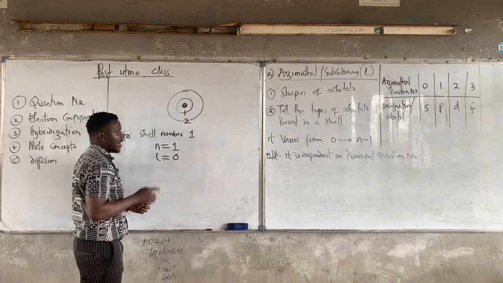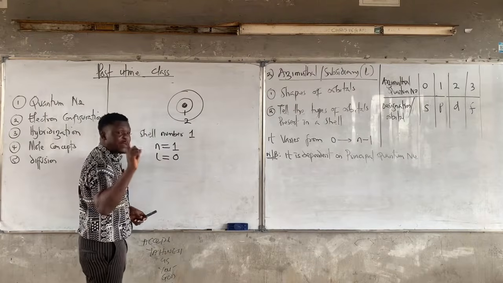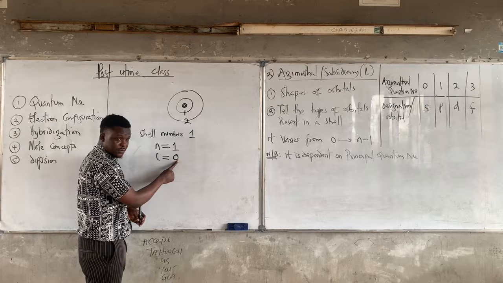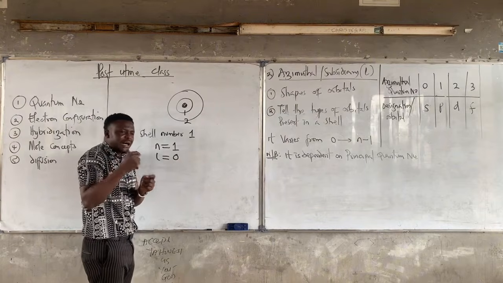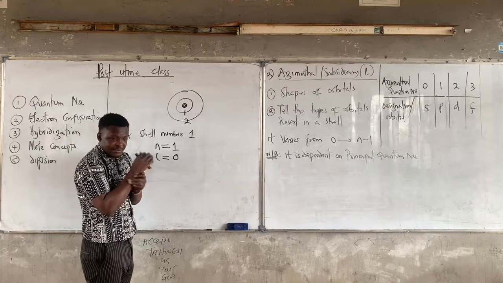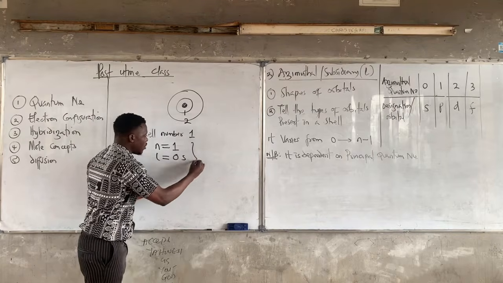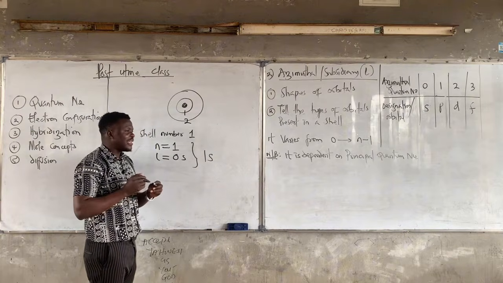Now, for shell number 1, you can only have one azimuthal, which is 0. You can see that here, right? Now, what is the designation? Which orbital did azimuthal give to number 0? Look at that. S. So this is S. So shell number 1 can only have what? 1s. That is why you can never see 1p.